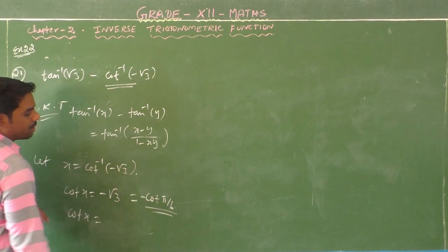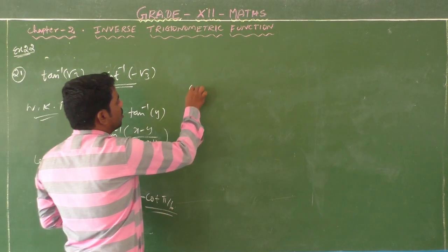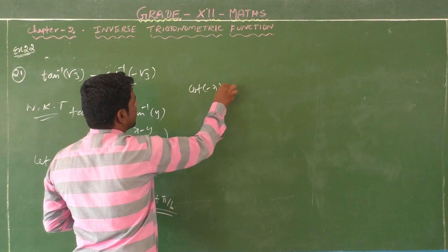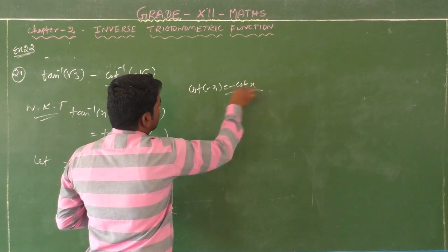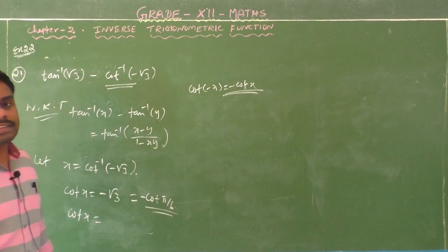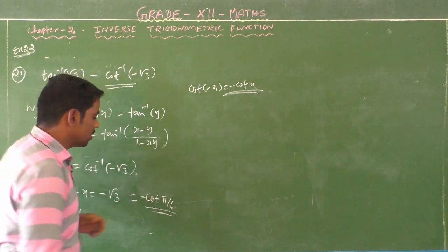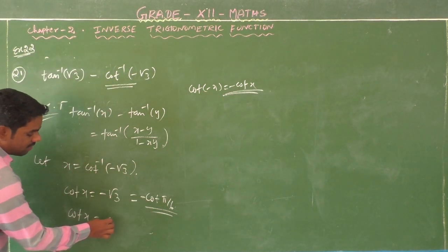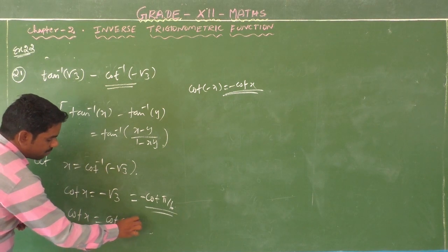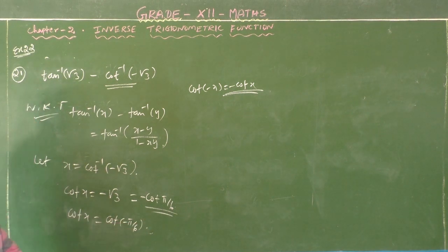So minus cot pi by 6. We know the formula cot of minus x is equal to minus cot x. So minus cot x is written in the form cot of minus x. So this value minus cot pi by 6 is equal to cot of minus pi by 6.